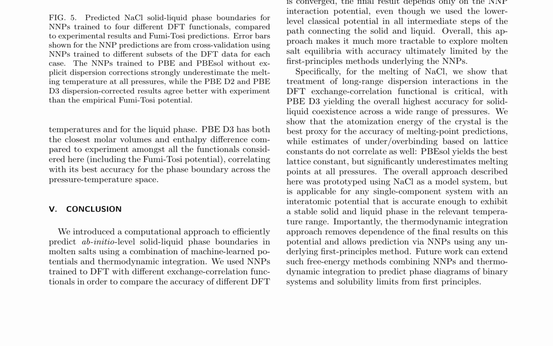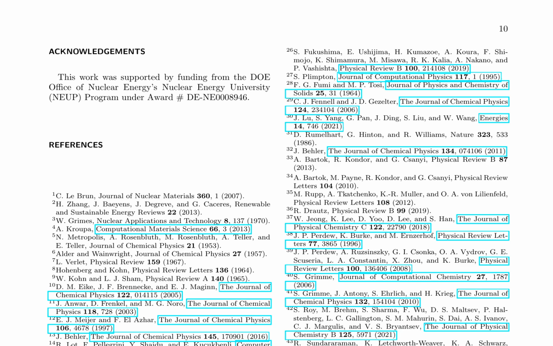Molten salts play a crucial role in various industrial processes, including nuclear waste disposal and solar thermal energy storage. The authors employ neural network potentials, NNPs, in thermodynamic integration for predicting phase boundaries, emphasizing the significance of atomization energy of the crystal as a proxy for melting point prediction accuracy. In contrast, estimates based on lattice constants do not correlate as well.